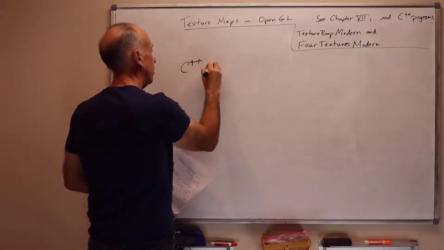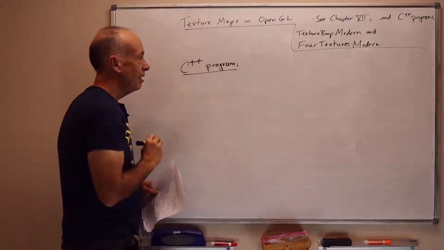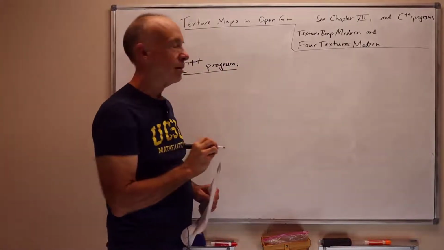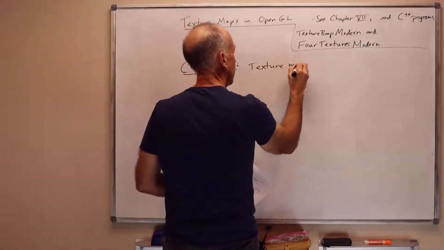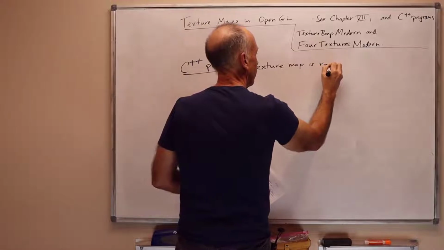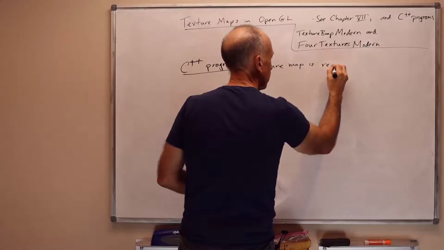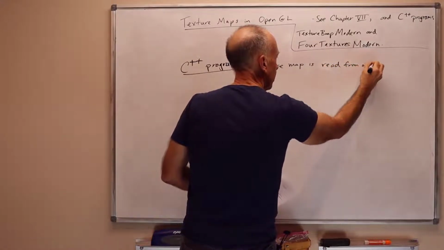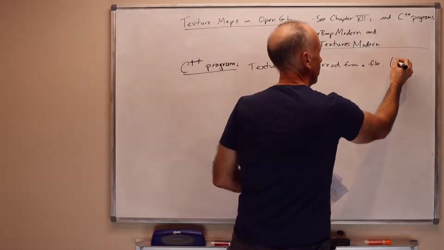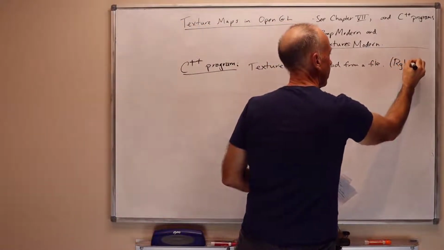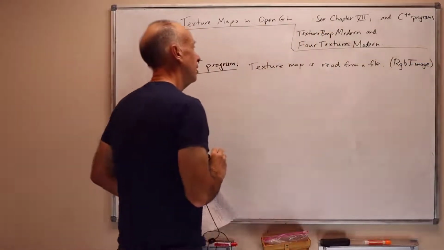We've got a C++ program that has to initiate things, and it starts by loading the texture maps from files. So a texture map is read from a file. If there's multiple texture maps, they're read from multiple files. In our code, we'll use a C++ class called RGBImage, which I wrote to help us with this.